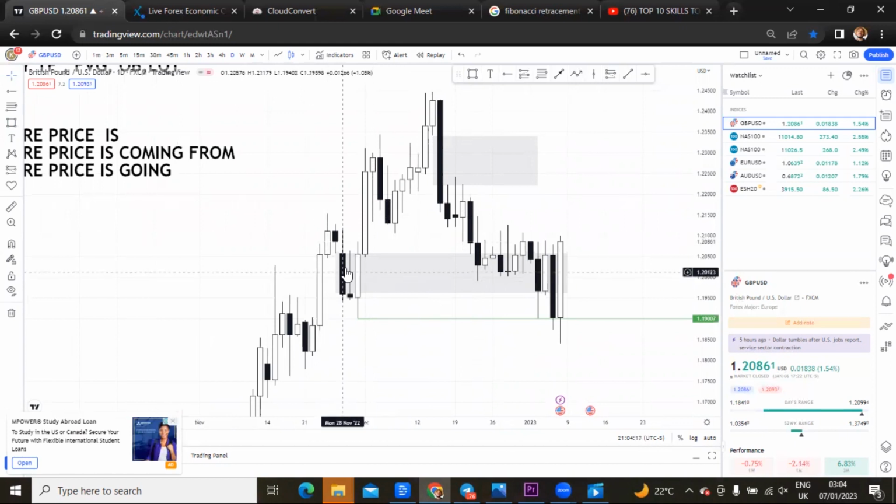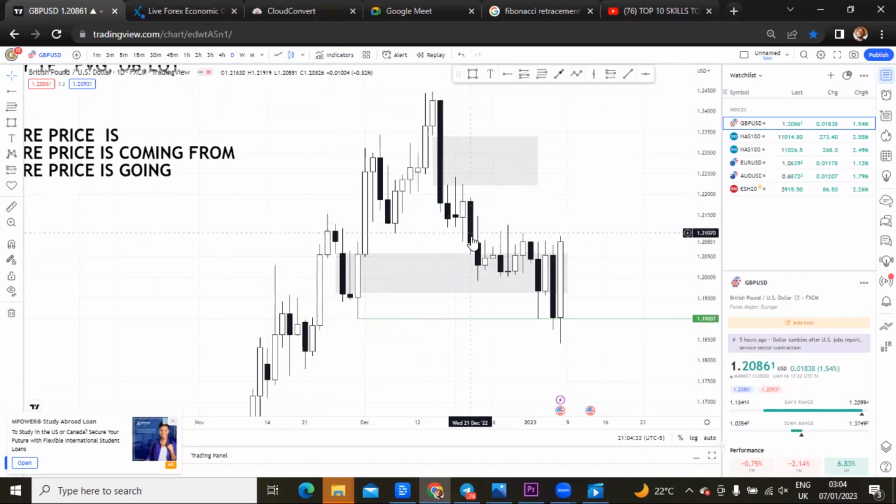One, why did I mark this other block like this? This is the last big bearish candle before the move. I'm not going to choose this one, it's very small. The last significant big red candle before the move is this. So that's why my other block is this way.